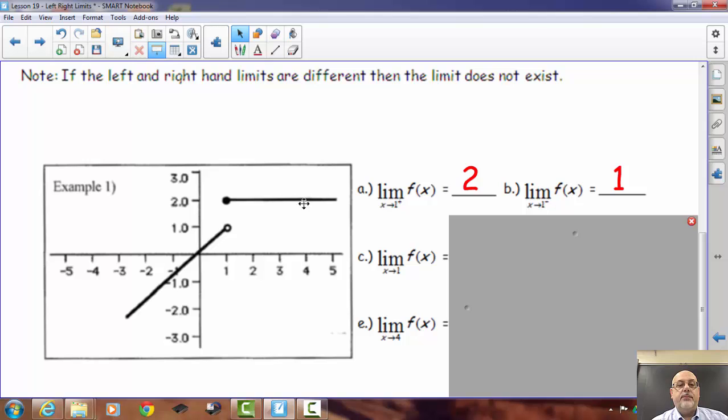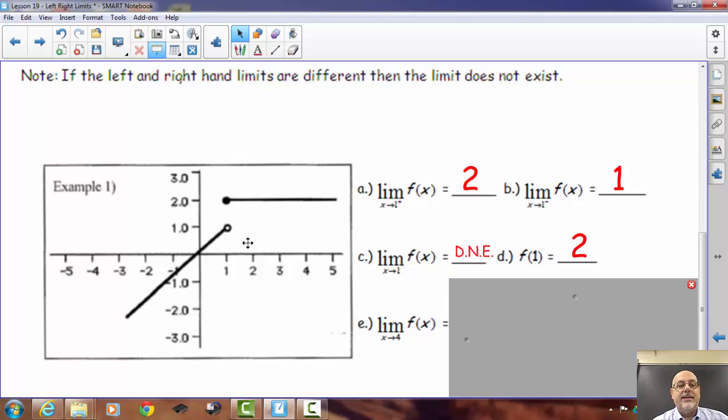So if I approach from the right, I get a limit of 2. When I approach from the left, I get a limit of 1. Therefore, the limit as x approaches 1 does not exist. Now f of 1: when x is 1, what's y? Well, you have an open circle and a closed circle. The closed circle wins. So when x is 1, y is 2.